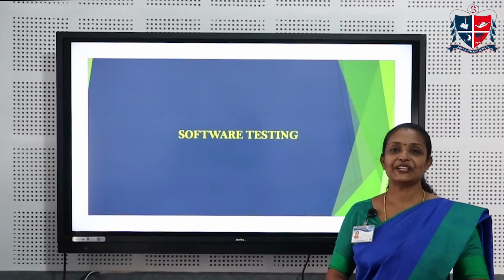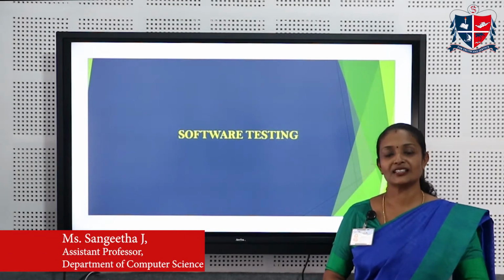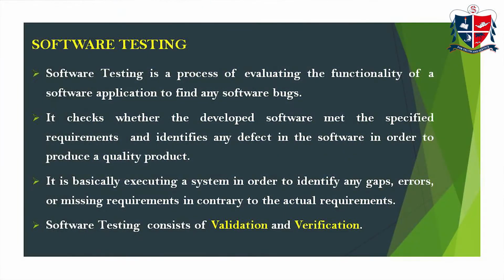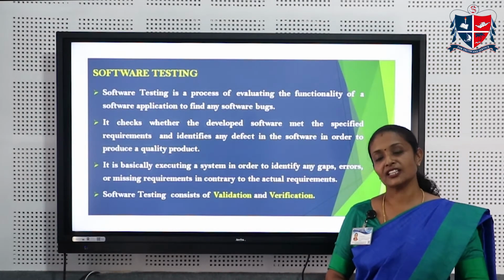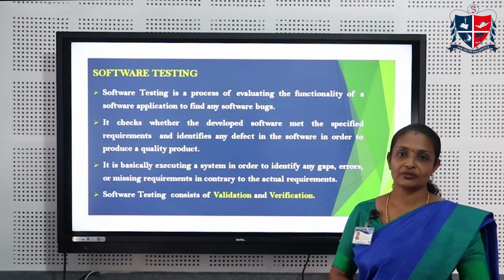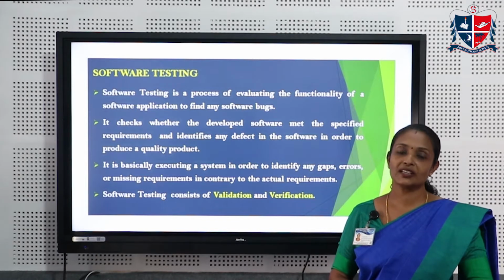Hi all, in this video I am going to discuss the various activities involved in the software testing process. Once the software is developed, we have to make sure that the software is working properly or not. Software testing is the process of checking or evaluating the functionality of the software. That is, we have to ensure that the system or the software is working properly or not.